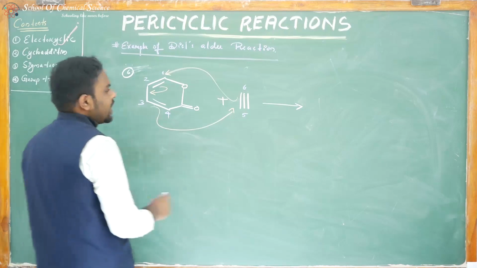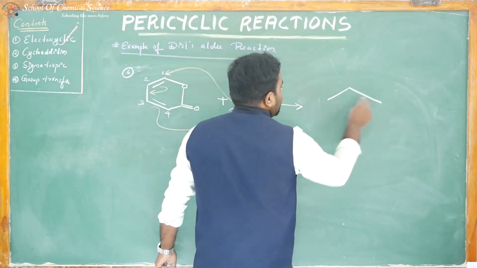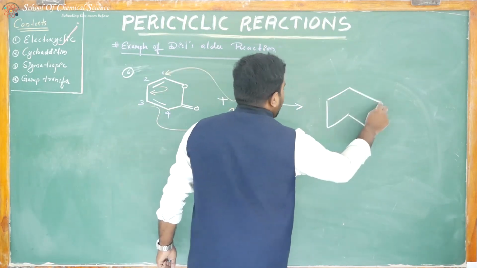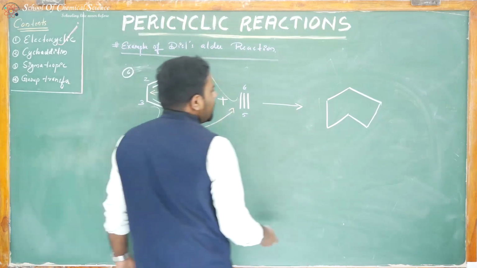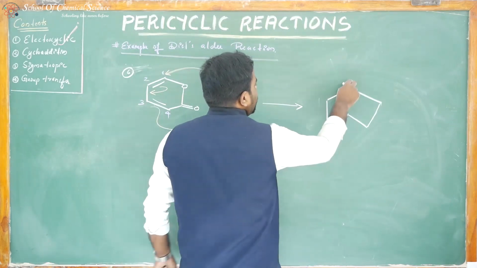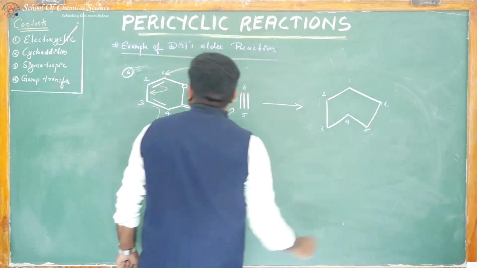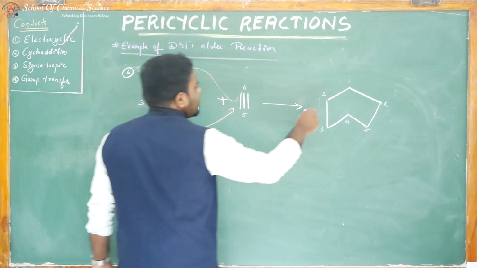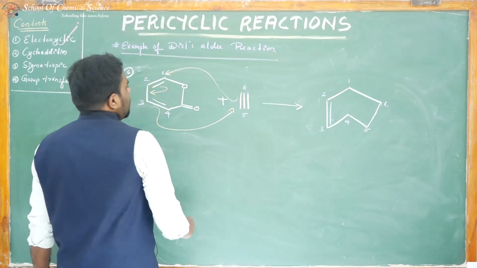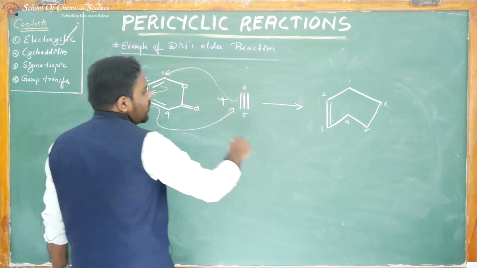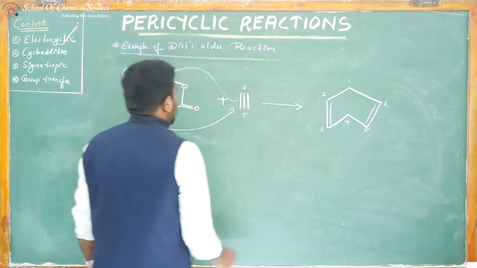So a 6-membered ring is your product. Okay, giving numbers, this is 1, 2, 3, 4, 5, 6. Between 2 and 3, there is a pi bond. Between 6 and 5, one pi bond is remaining.